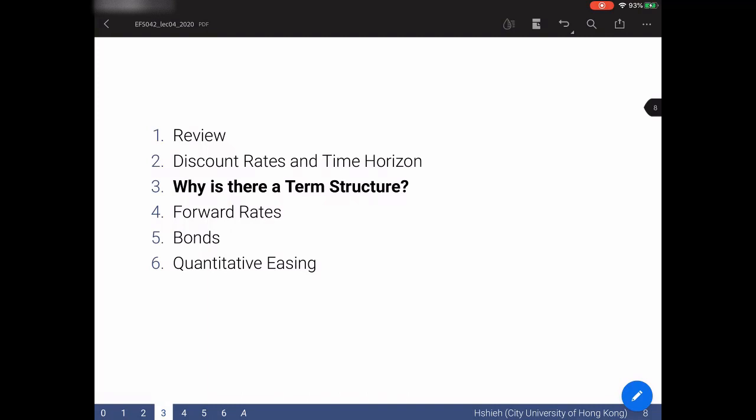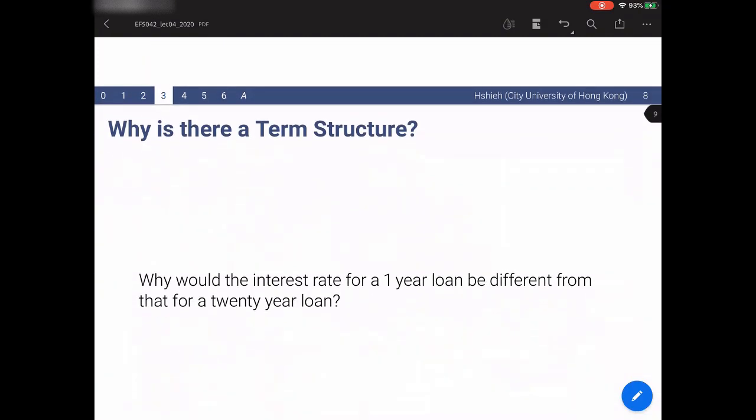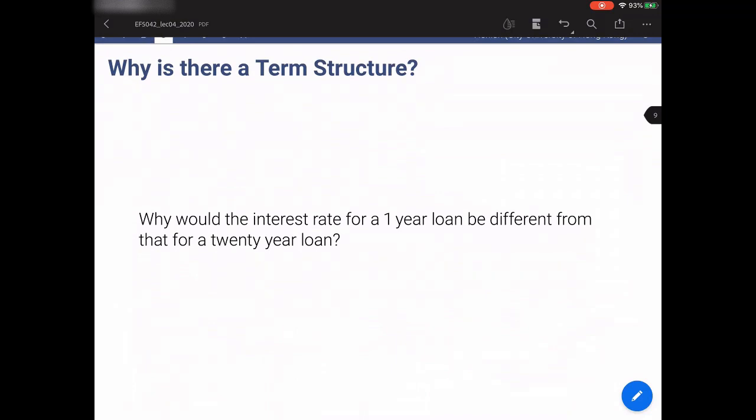So let's talk about this specific example. Why would the interest rate for a 1-year loan be different from a 20-year loan? I will give you a few examples of why that may be the case, and mostly they come from macroeconomic sources.